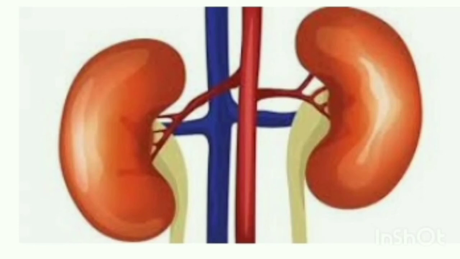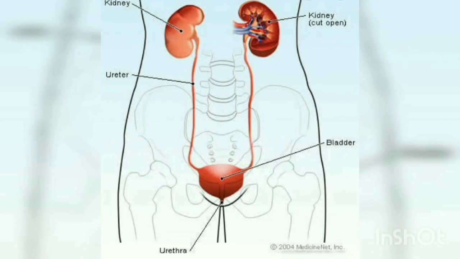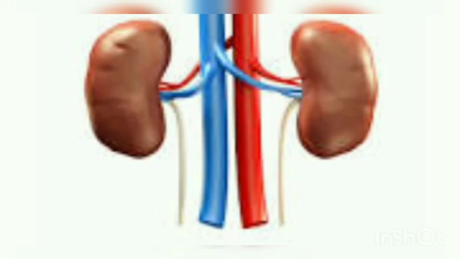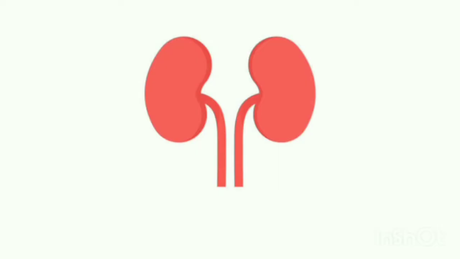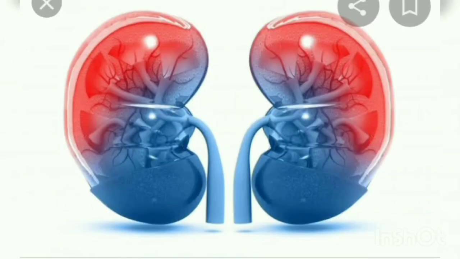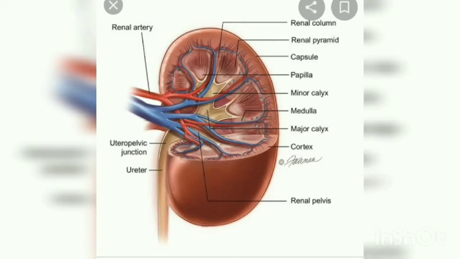My name is Nargis. My topic is the kidney. The kidneys are bean-shaped organs, each about the size of a fist. They are located just below the rib cage, one on each side of your spine.